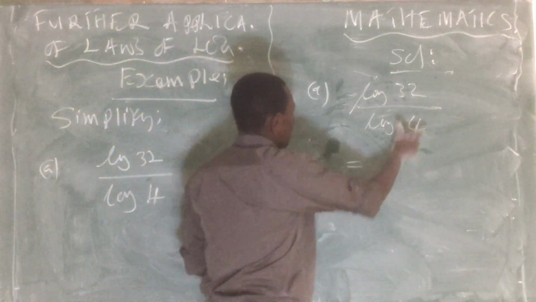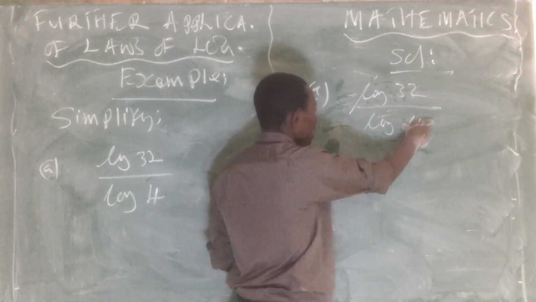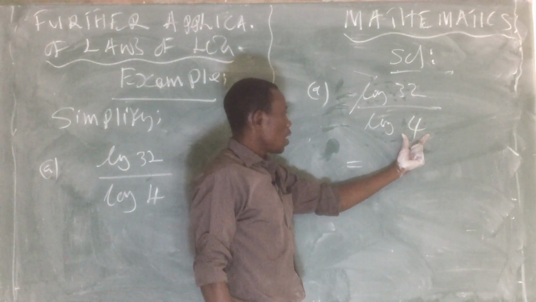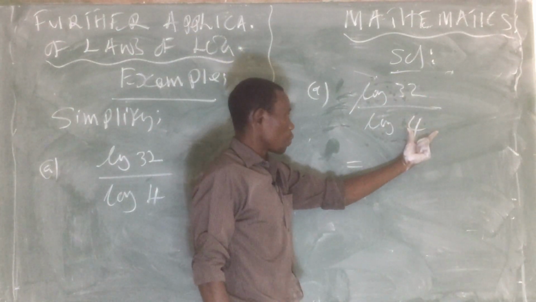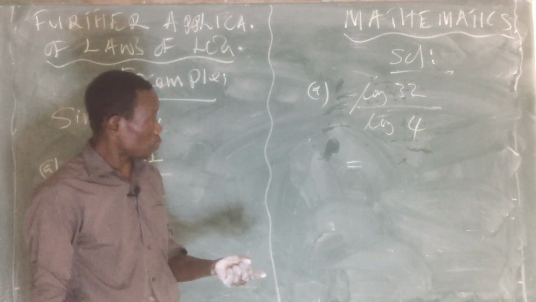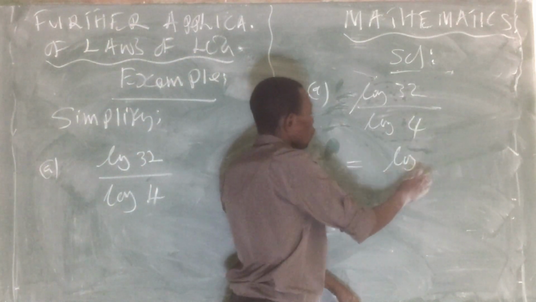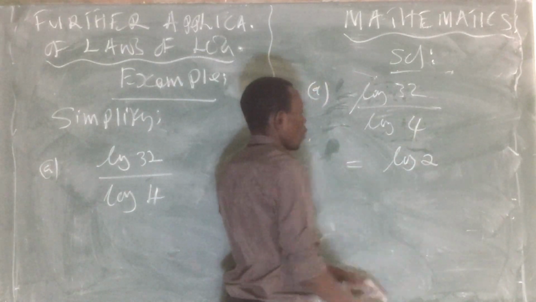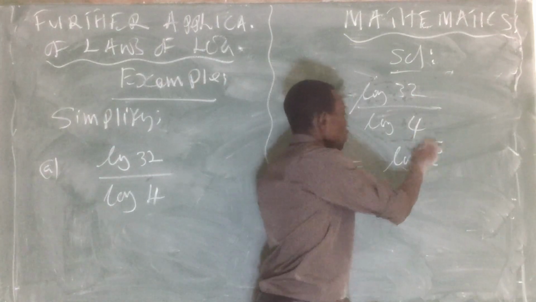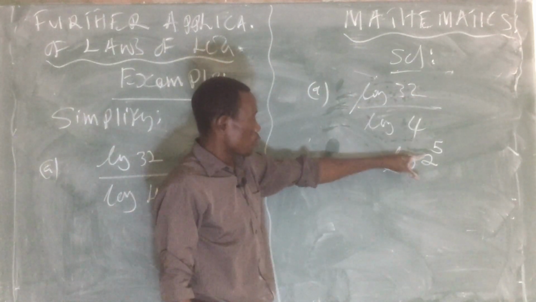So if I consider 32 and 4, what base can I use for 32 and 4? I found that these two numbers can be expressed to the same base, which is 2. So in this case, I may write this one as log to base 2. I'll ask myself, how many 2's can give me 32? I found that I've got five 2's that give me 32. So it means I've managed to express 32 to base 2.